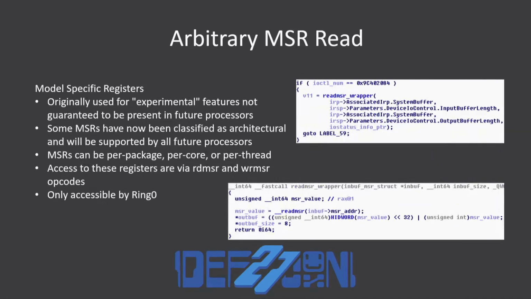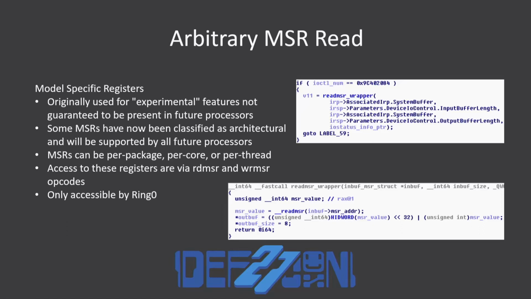So another thing that we looked at was just arbitrary model-specific register read and write. Here's an example where they're taking the address of the model-specific register to read, no filtering, and directly giving you the data back. If you're not familiar with model-specific registers, these are internal registers within the CPU. You have your general purpose registers for normal executing code, but these special purpose model-specific registers are in addition to that.